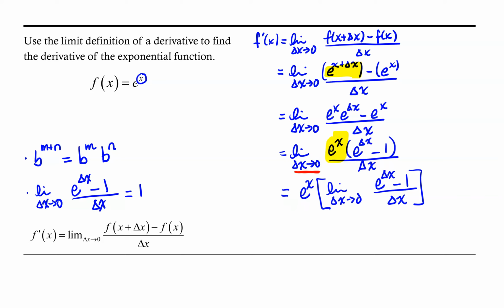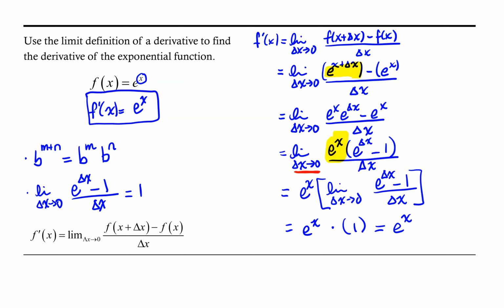So using that knowledge, we get e to the x times this limit, which equals 1. So e to the x times 1 is simply e to the x. So the derivative of the exponential function e to the x is actually the function itself. And it's the only function that has this property where it is its own derivative.